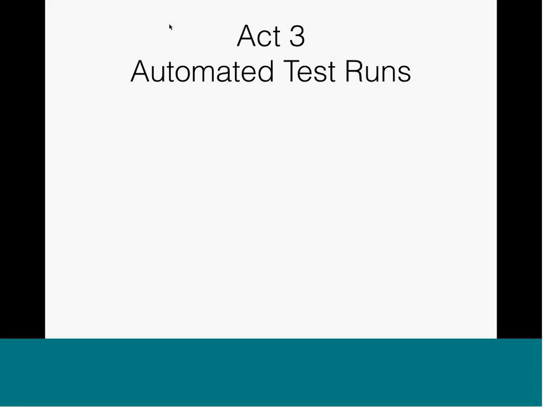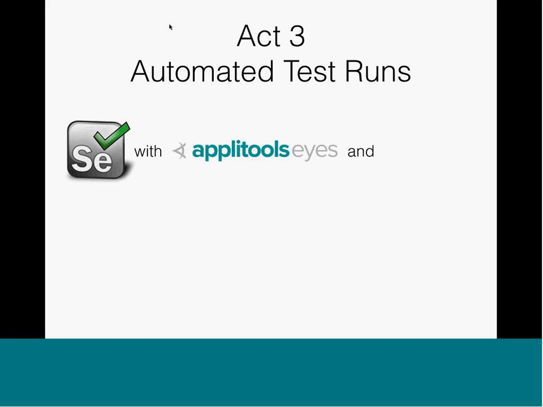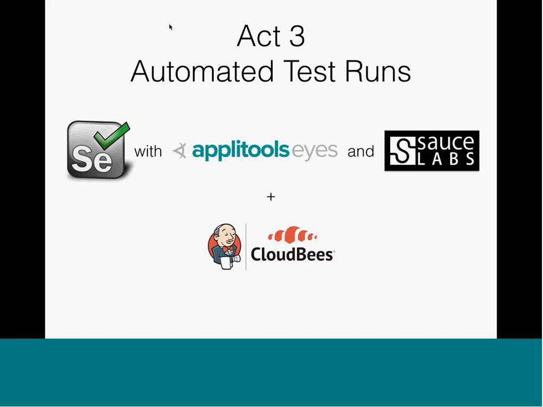So, Act 3, automated test runs. Selenium with Applitools Eyes and Sauce Labs. It's an awesome start. The issue here is that now we have everything we need to actually do some really powerful testing, except that I'm running them manually. So it would be much better to automate them. And to do that, we can use CloudBees, the CloudBees Jenkins platform.